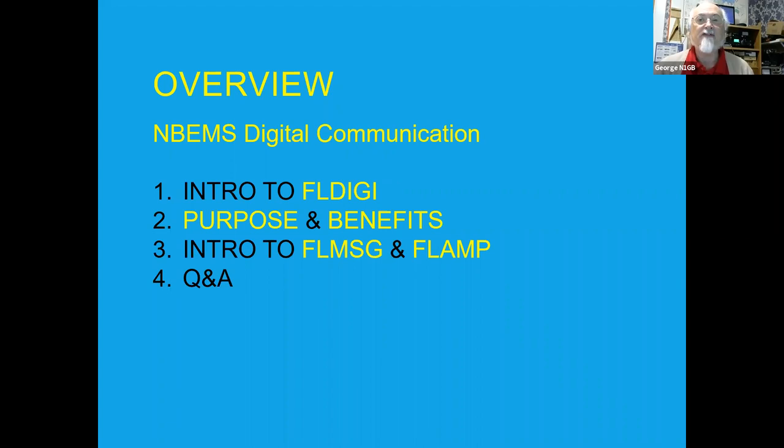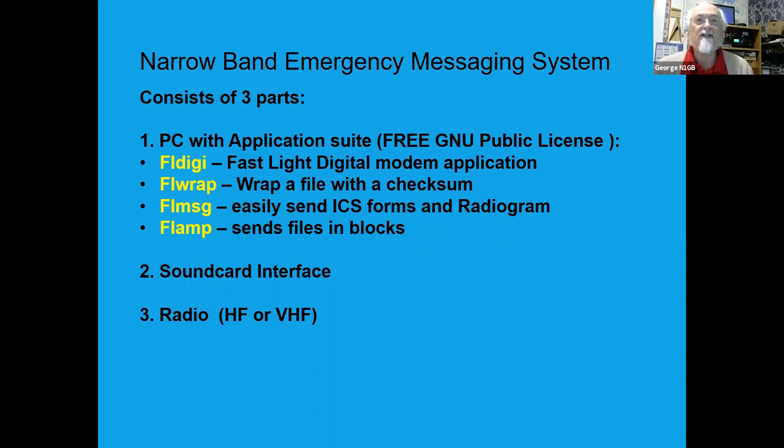The Narrowband Emergency Messaging System has three components that need to be set up and made to work together. The first is you need a personal computer and on it install the FL Digi suite of tools, which for purposes today will consist of FL Digi, which is the modem application, FL Wrap, a small tool that operates in the background, FL Message, which is a forms handling, particularly the ICS set, the American Red Cross set, and the standard radiogram, and FL Amp, which is an amateur multicast broadcast tool that has some advantages on HF in terms of getting messages through with the least amount of having to repeat with fills.